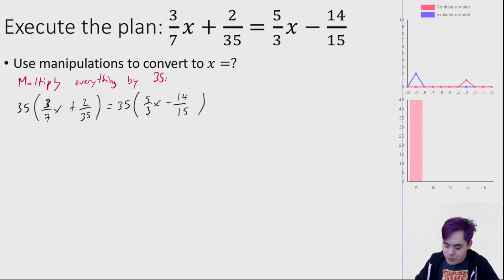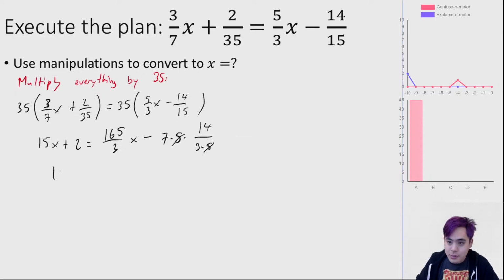Well, let's multiply it through. So let's see, what do we get? This should be 15x plus 2 is equal to 165 over 3x minus, let's see, this is 7 times 5 times 14 over 3 times 5. The 5's cancel out, and so you get 15x plus 2 is equal to 165 over 3x minus 98 over 3.